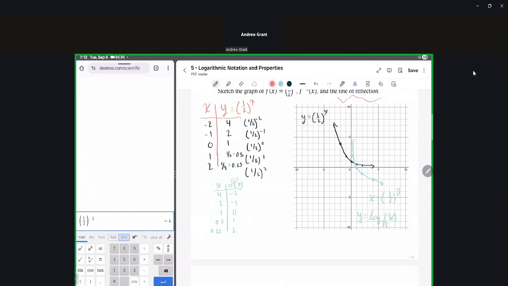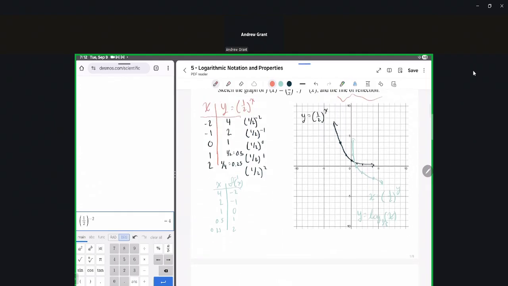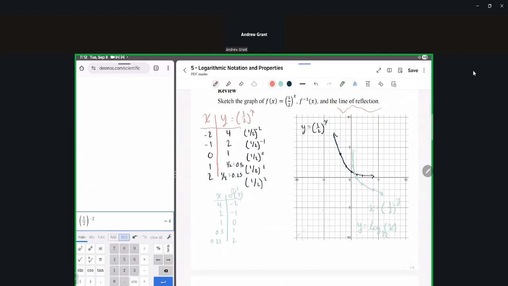The line of reflection, of course, is y equals x, and there it is here. So there's a nice little review of the topics that you needed, as well as, I believe, this will help with key question 1 of lesson 1. Okay.